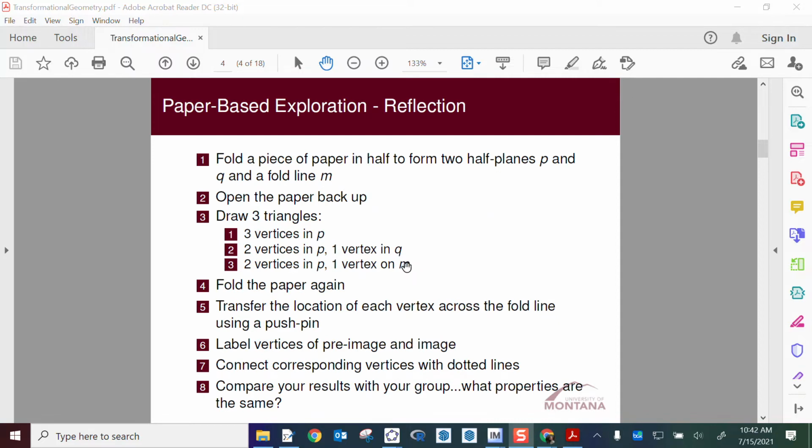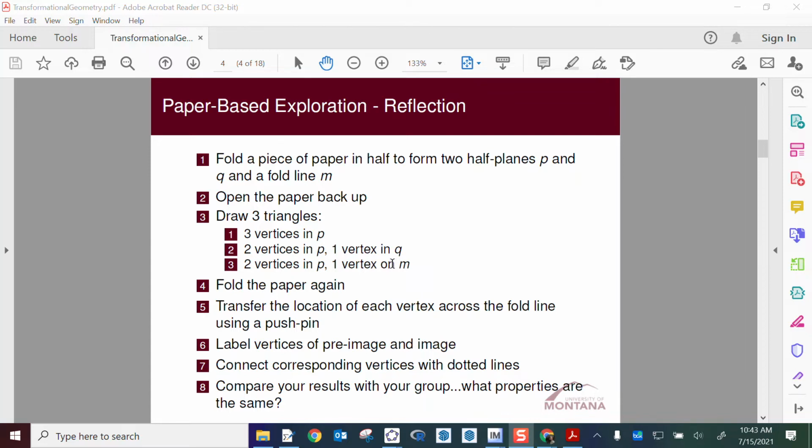So let's do a paper-based exploration on reflection. First we're going to fold a piece of paper in half to form two half planes, P and Q, and a fold line M. Then we open the paper back up and draw three different triangles. Triangle 1 will have three vertices in one of the half planes, P. Triangle 2 will have two vertices in one half plane with one vertex in the other half plane. And the last triangle will have two vertices in the half plane P and a vertex on the fold line M.